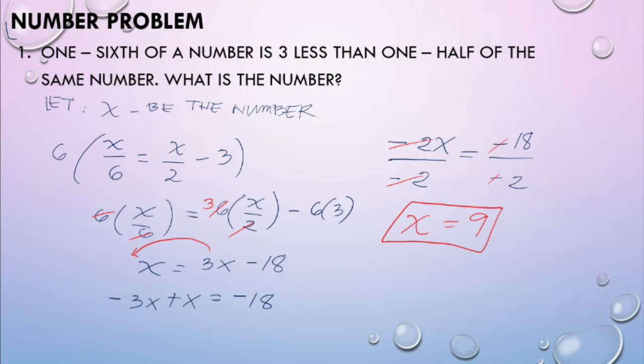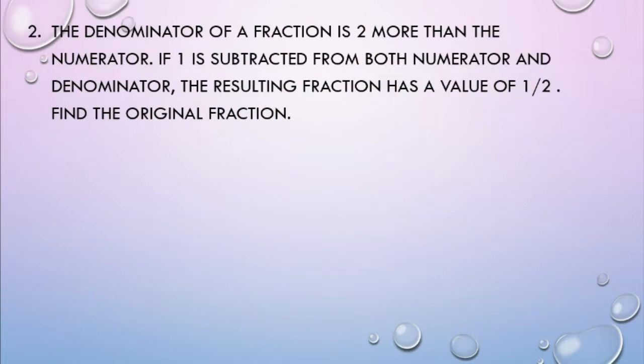Okay? Next. Number 2. The denominator of a fraction is 2 more than the numerator. If 1 is subtracted from both numerator and denominator, the resulting fraction has a value of 1/2. Find the original fraction. So in this case, the denominator is being described by using the numerator. Pero hindi natin alam kung ano yung numerator.